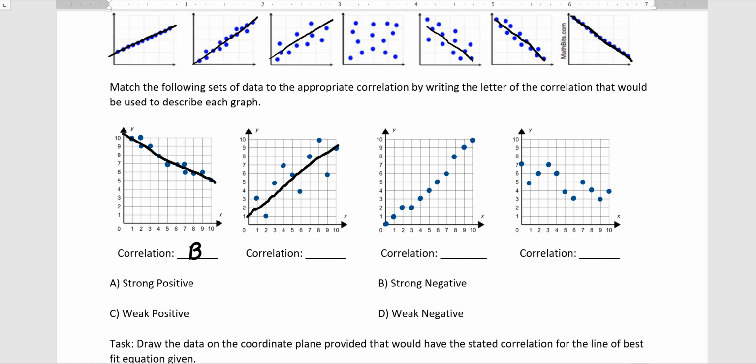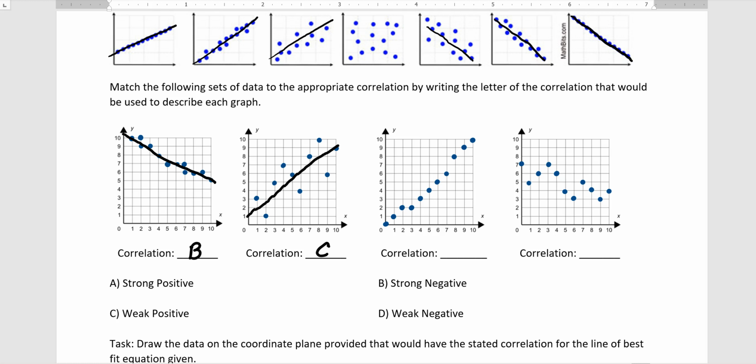Line of best fit, maybe like that. So I can tell right away this is a weak correlation because I'm not too confident in my line of best fit. And then I see there's a positive slope though, so we're going to say that's a weak positive correlation.